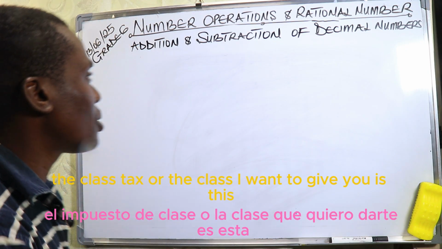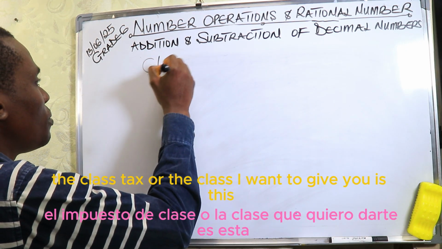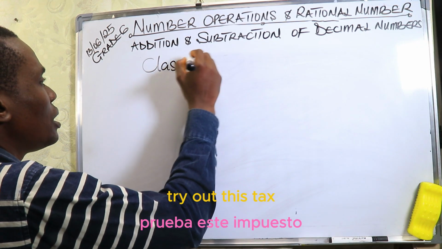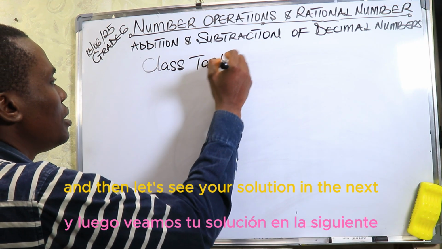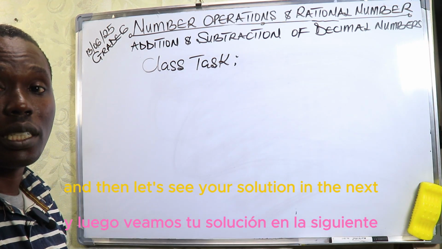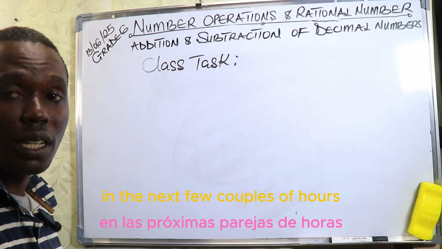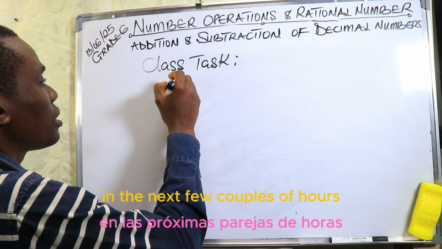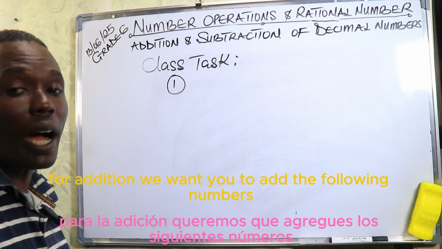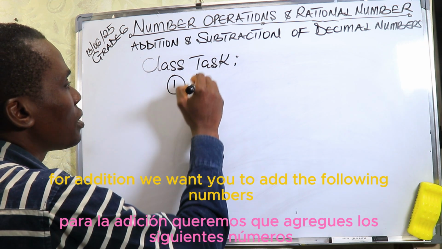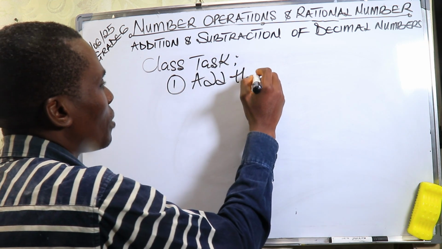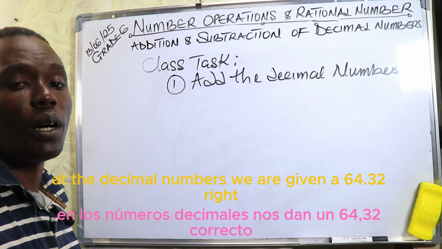Now the class task I want to give you is this. Try out these tasks, and then let's see your solution in the next couple of hours. For addition, we want you to add the following decimal numbers.